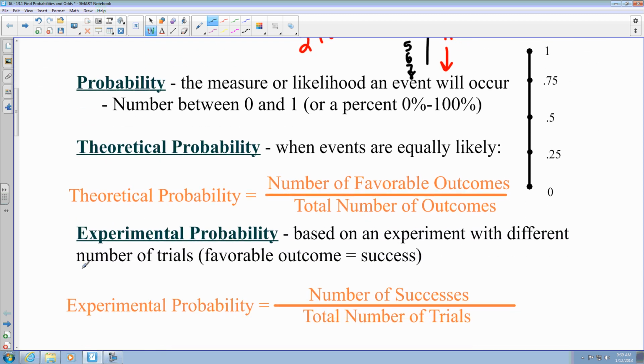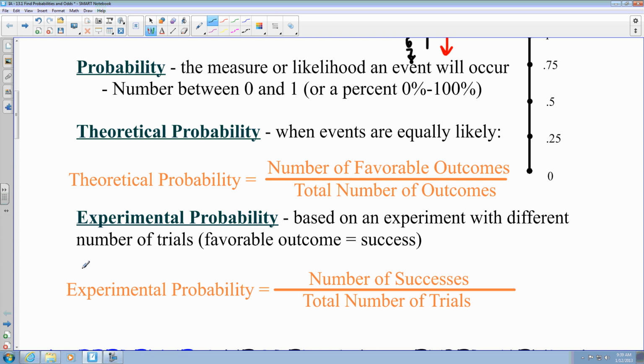Now, there are other terms that I want you to know and are very useful, especially when you start getting into more advanced math, if you plan on taking stats in high school or even in college. The definition of probability: probability is the measure or likelihood an event will occur. It says numbers between 0 and 1, so it means that it's a ratio or you get a percentage.